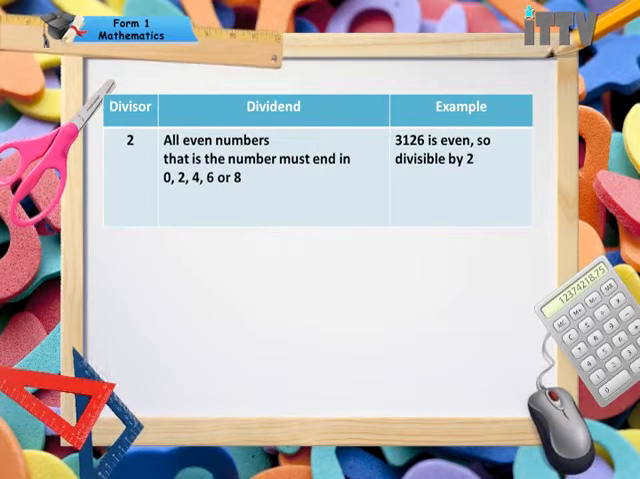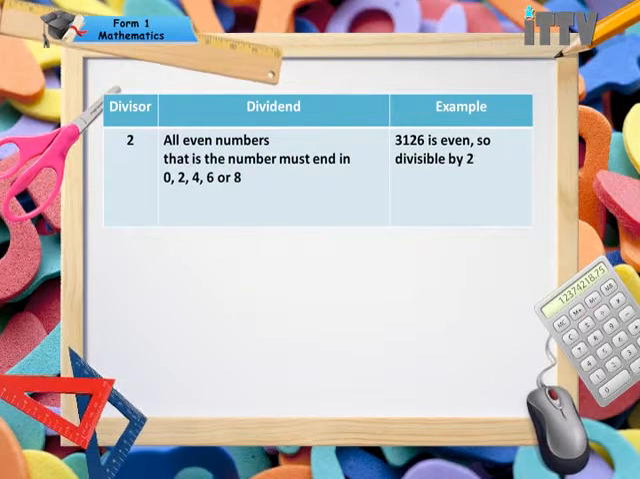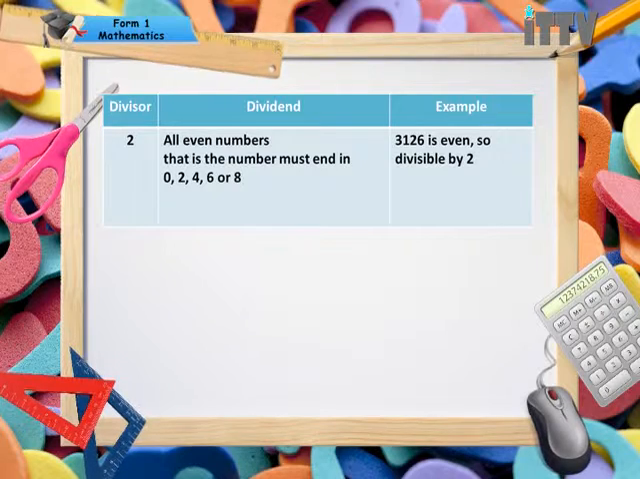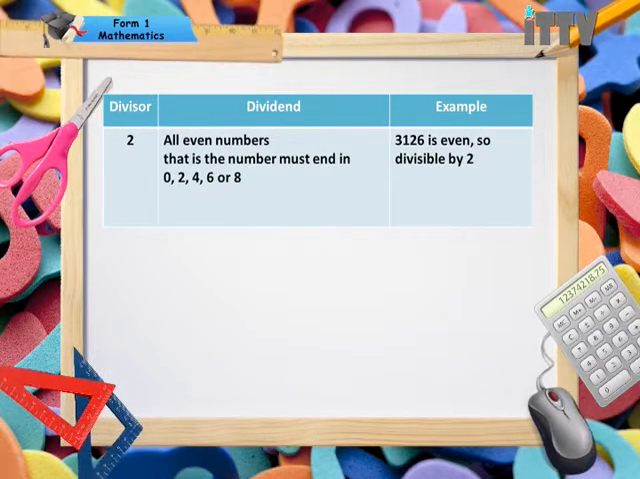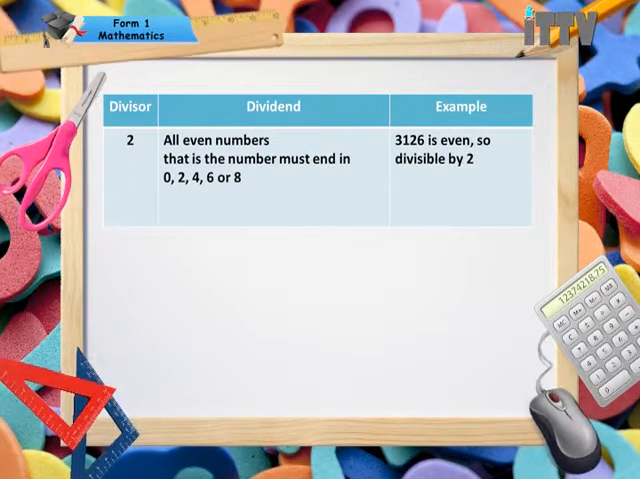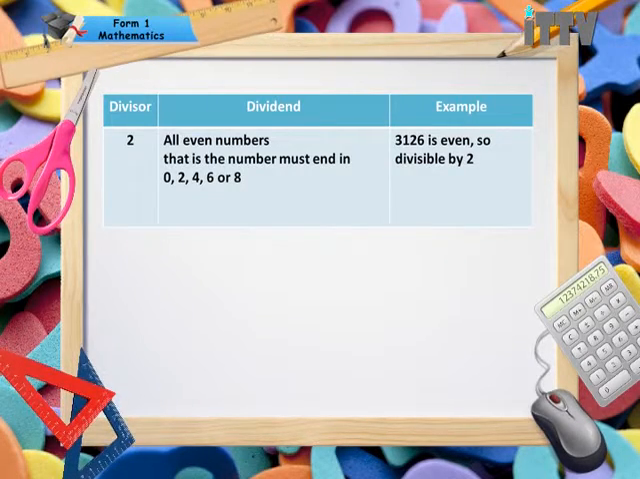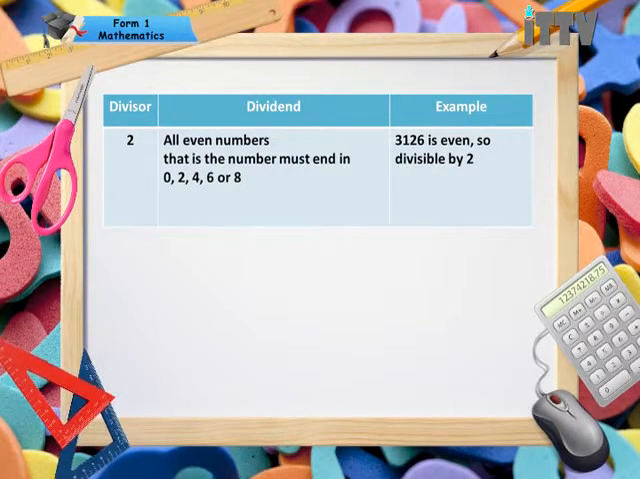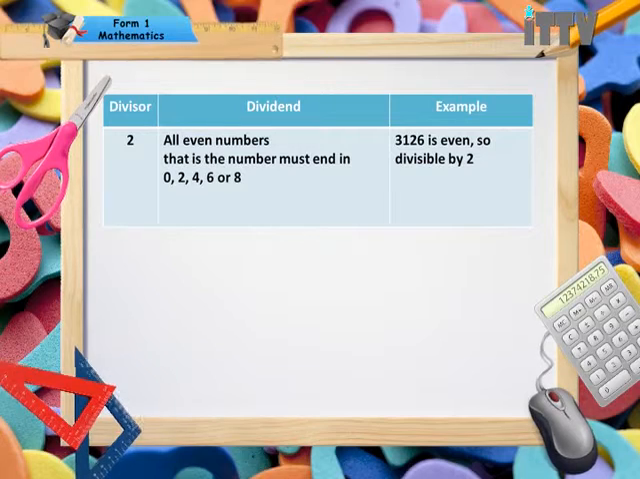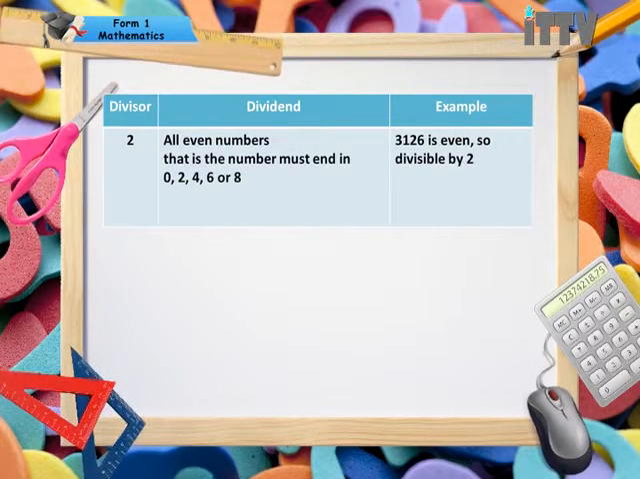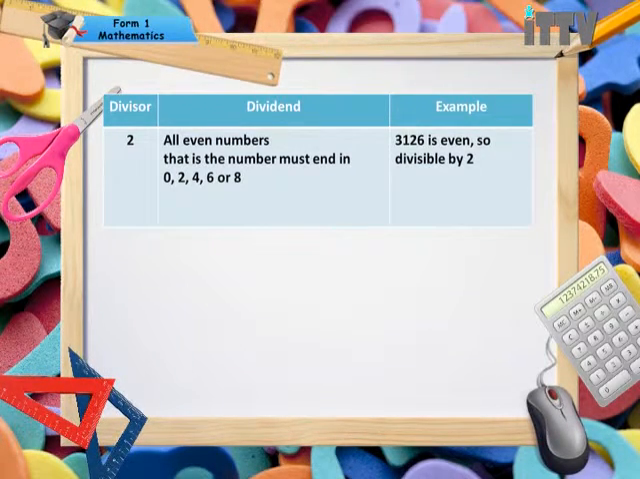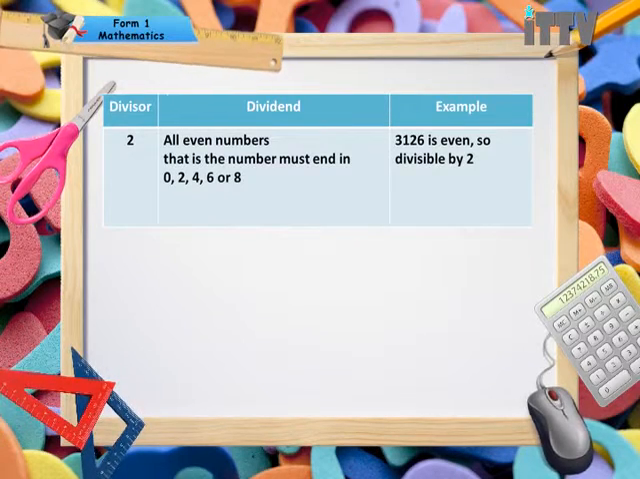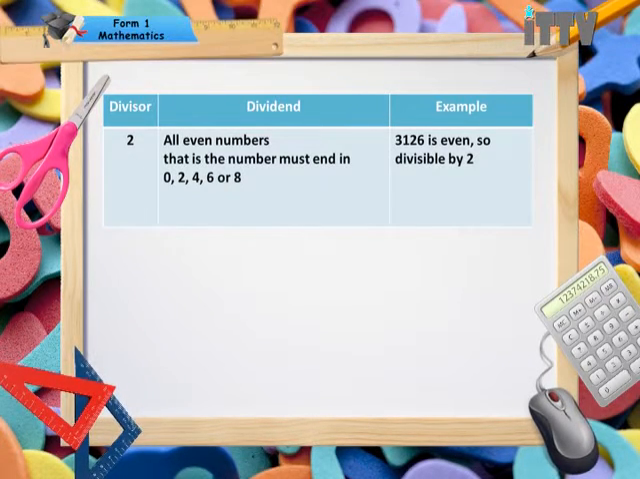For the divisor 2, the dividend can be all even numbers, that is, the numbers must end in 0, 2, 4, 6 or 8. For example, 3126 is an even number, so it must be divisible by 2.